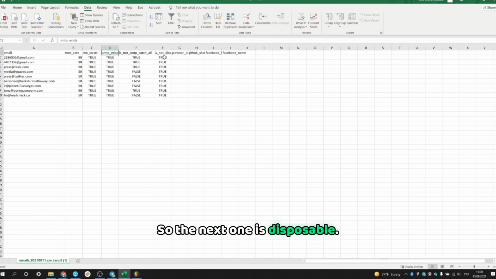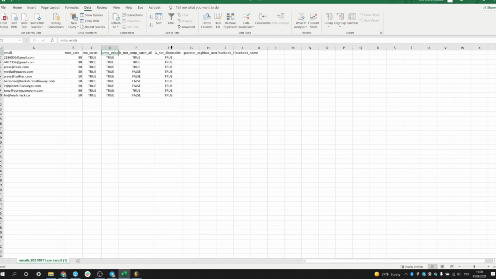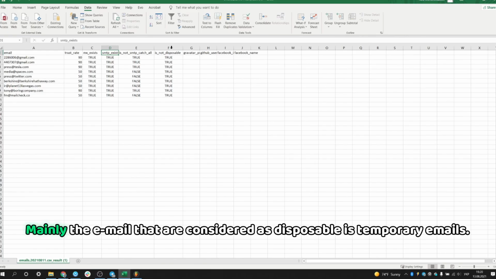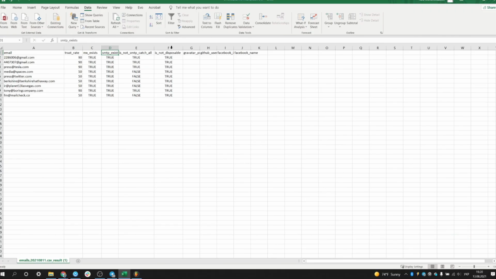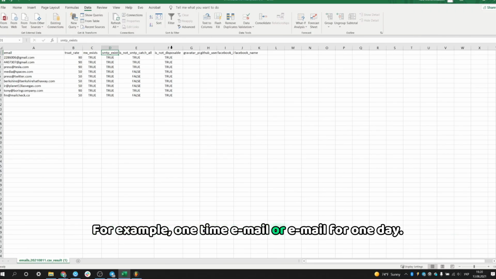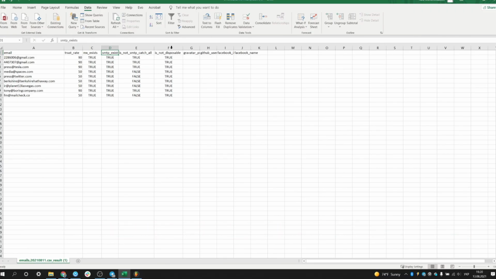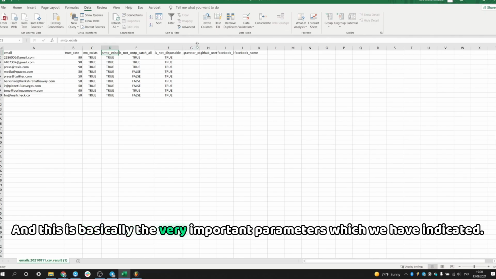So the next one is disposable. So what is disposable? Mainly the emails that are considered disposable are temporary emails, for example, one-time email or email for one day. And these are basically the very important parameters which we have indicated.